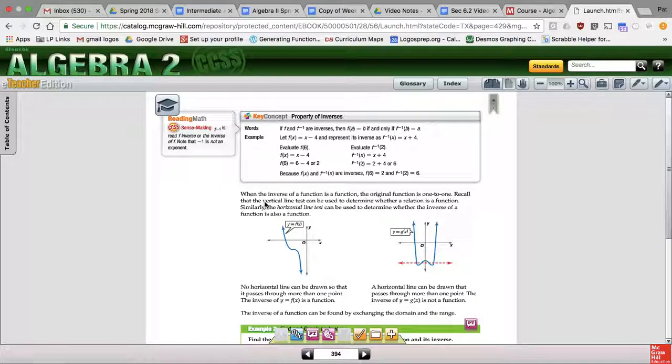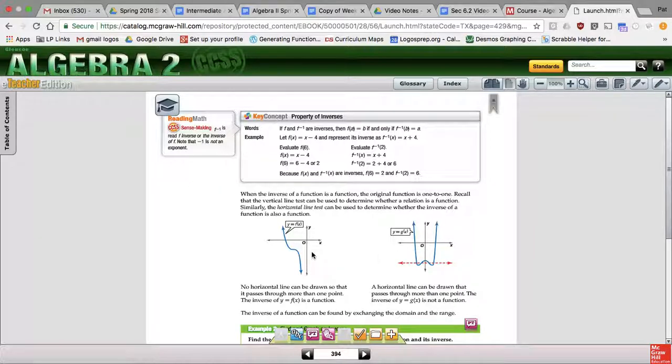Okay, so we have a vertical line test to determine if a relation is a function. When we do the vertical line test, it means it can only pass one time. Well, when the inverse of a function is a function, the original function is one-to-one. We learned that way back when. So recall that the vertical line test can be used to determine whether a relation is a function. Similarly, the horizontal line test can be used to determine whether the inverse of a function is also a function.